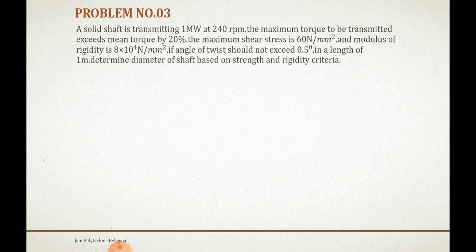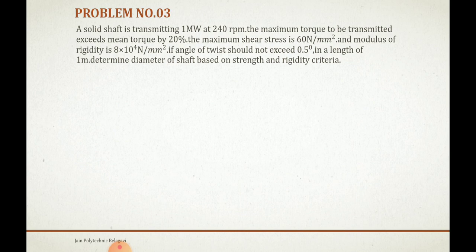I'll read out the problem. A solid shaft is transmitting 1 megawatt at 240 rpm. The maximum torque to be transmitted exceeds the mean torque by 20%. The maximum shear stress is 60 newton per mm square, and the modulus of rigidity is 8 into 10 raised to 4 newton per mm square. If the angle of twist should not exceed 0.5 degree in a length of 1 meter, determine the diameter of the shaft on the strength and rigidity criteria.